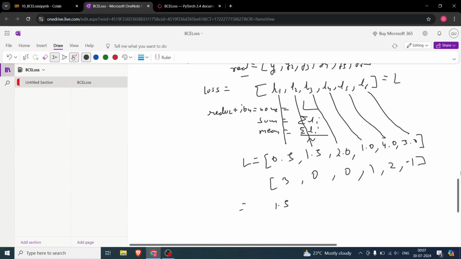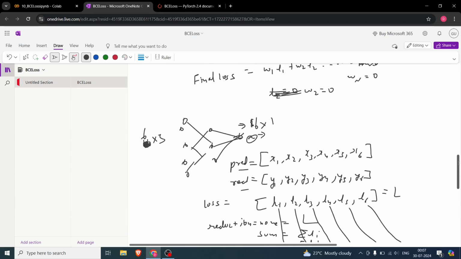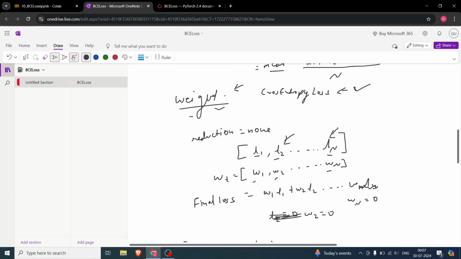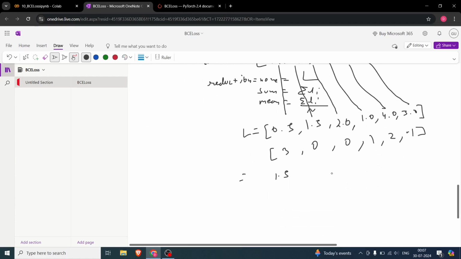As I said over here on the top, if you can go and see, you basically multiplied the loss with the corresponding weight, w1 l1. So you multiply the loss here. What it is going to be: 1.5 into 0 is 0, 2.0 into 0 is 0, 1.1 into 1 is 1.0, and 4.0 into 2 is 8.0, and 3 into minus 1 is minus 3.0. Okay, so this is your loss when reduction equal to none.